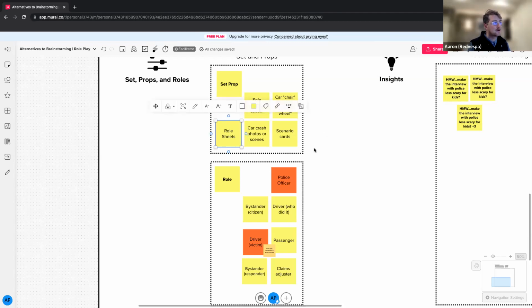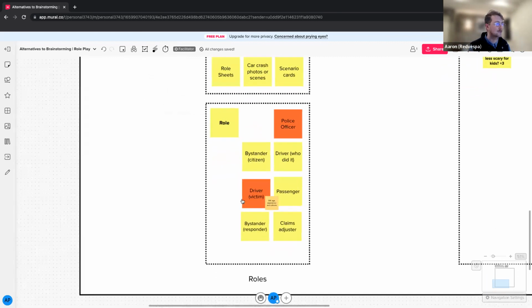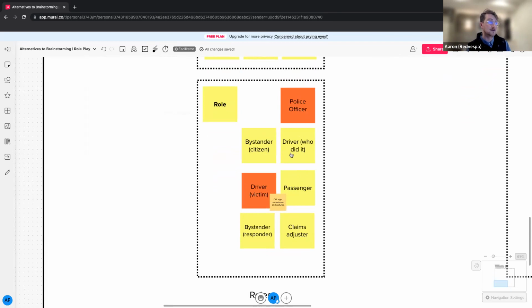We've also thought we probably need to create almost like character sheets for roles, so different people understand, right, I'm the police officer, this is the mindset I bring to the table, and this is what I need to do in order to partake in this role play. The different kinds of roles we had were the driver, the driver who was the victim, passengers, and the claim adjuster from the insurance side of things.